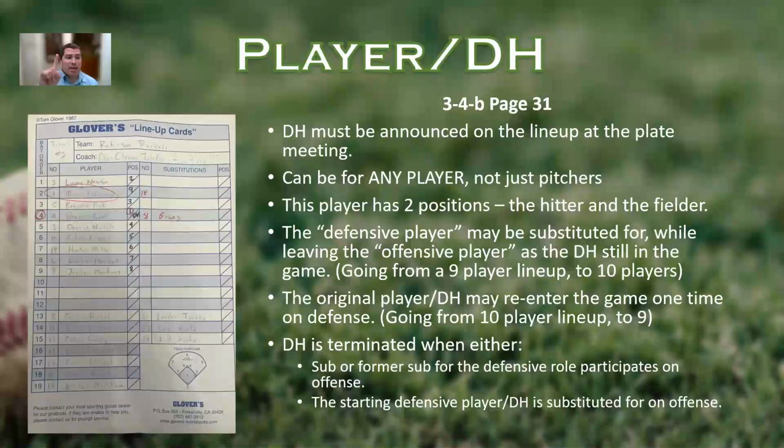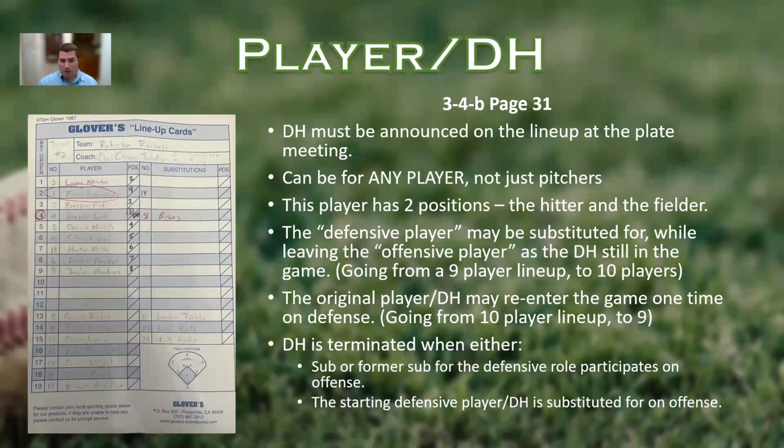Gant, remember, Gant was a starter. If Gant wants to re-enter the game, he may re-enter the game. However, he has to enter the game as a player on defense and play everything, bat and play everything, and you're back to a 9-player lineup. I think that is the hardest part of all of this. This player DH scenario is just really thinking of how the DH is terminated when they start substituting people and moving pieces and stuff like that.